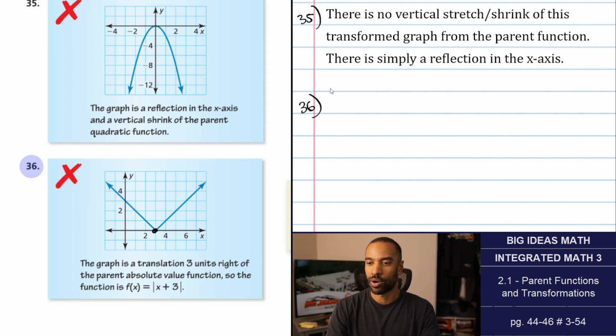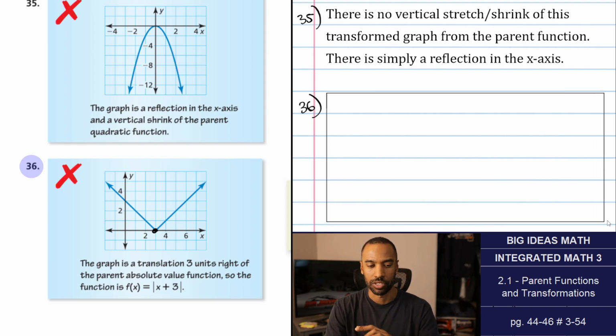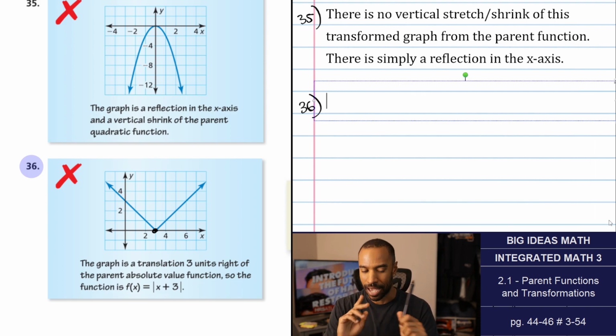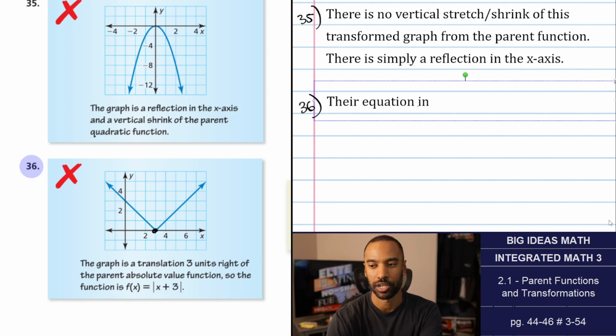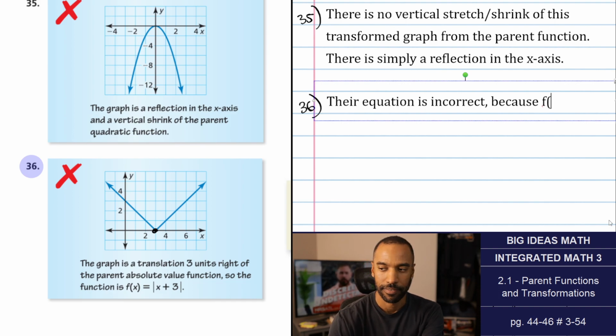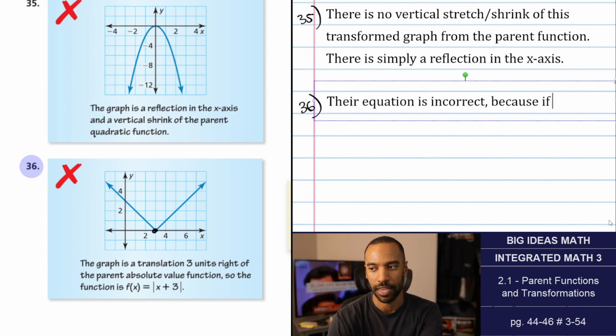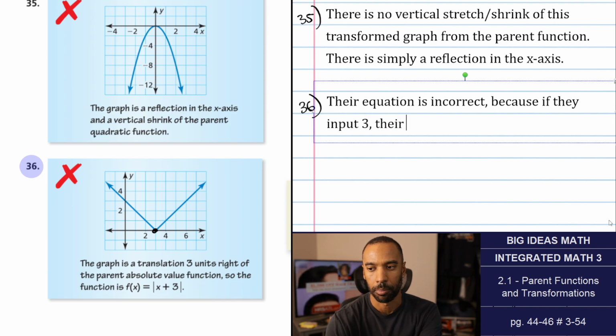Now, is this an absolute value graph? Yes. They're correct on that. Is it translated 3 units to the right of its parent function? Yes. The equation is wrong. Their equation is incorrect because if they input 3, their output would be 6.